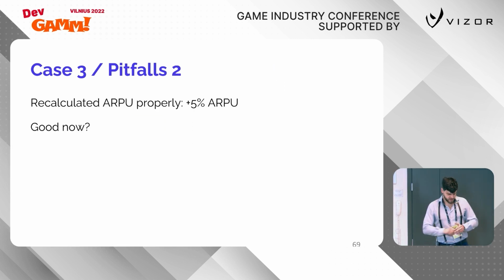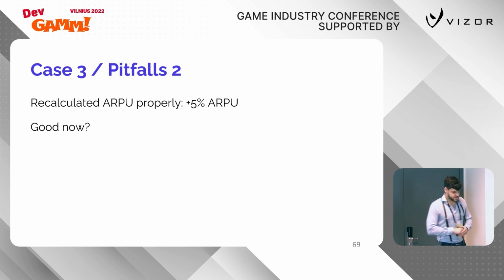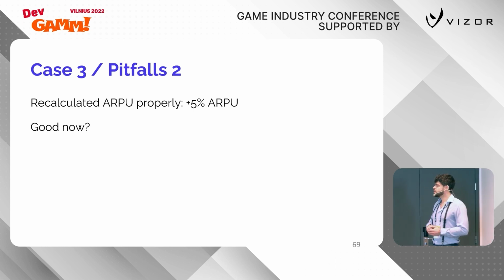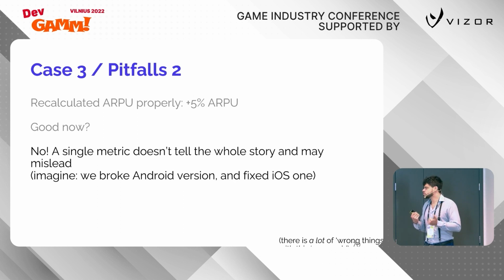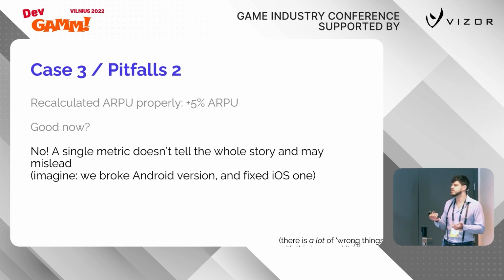Okay, back to our imaginary scenario. Let's now say that we had recalculated average revenue per user in the proper way, and now we have a 5% lift. Should we roll out our update to 100% of the users? The answer is no. Again, why? Because, well, 5%, but can we attribute this 5% to randomness? Maybe it's just some noise, and actually the actual lift is negative, for example.